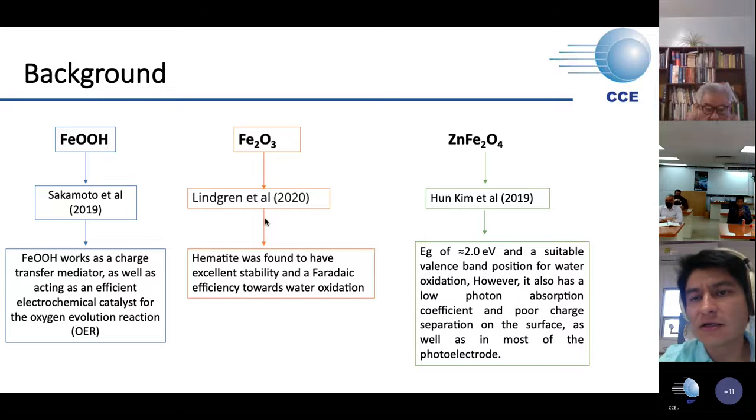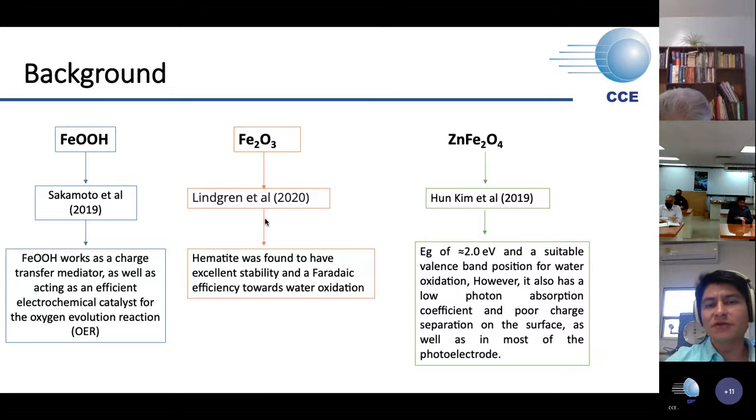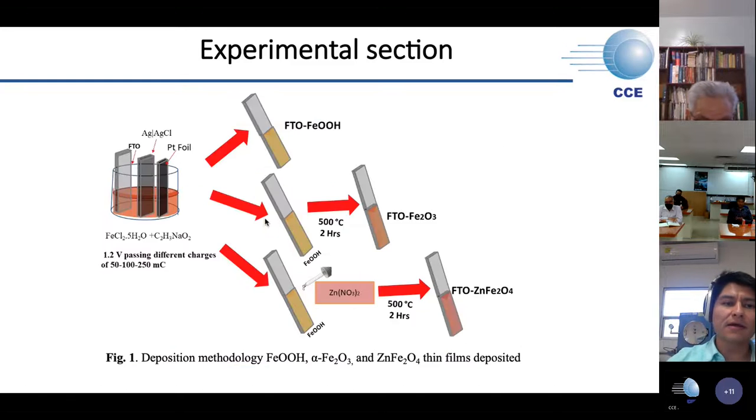And in the third case, the zinc ferrite is a combination of these two materials. It presents electrocatalytic behavior, but at the same time it has very good light absorption. Well, this is the general process. We deposit first on an FTO substrate the iron oxyhydroxide, which is done from a solution of iron chloride. As a complexing agent, we use sodium acetate. We apply 1.2 volts, and we pass different charges: 50, 100, and 150 millicoulombs.